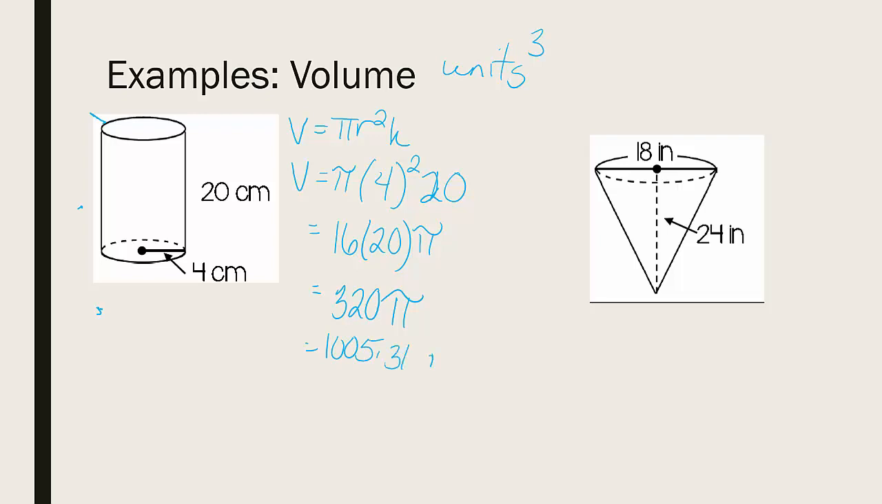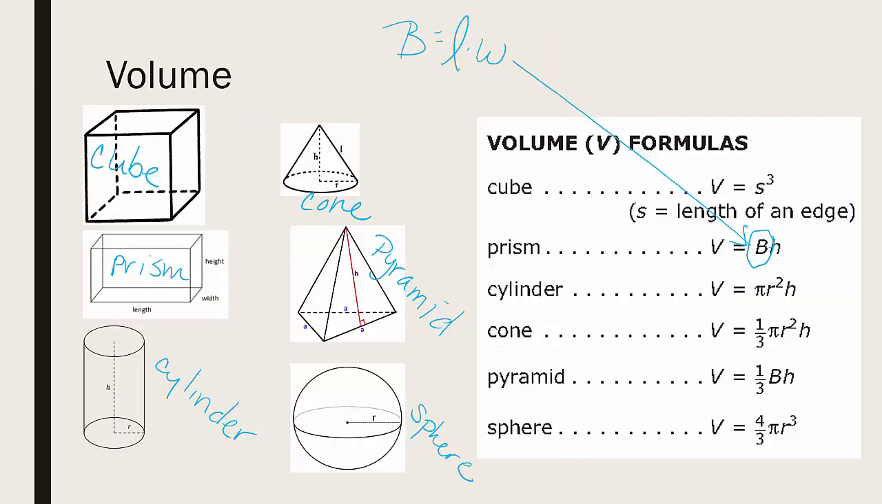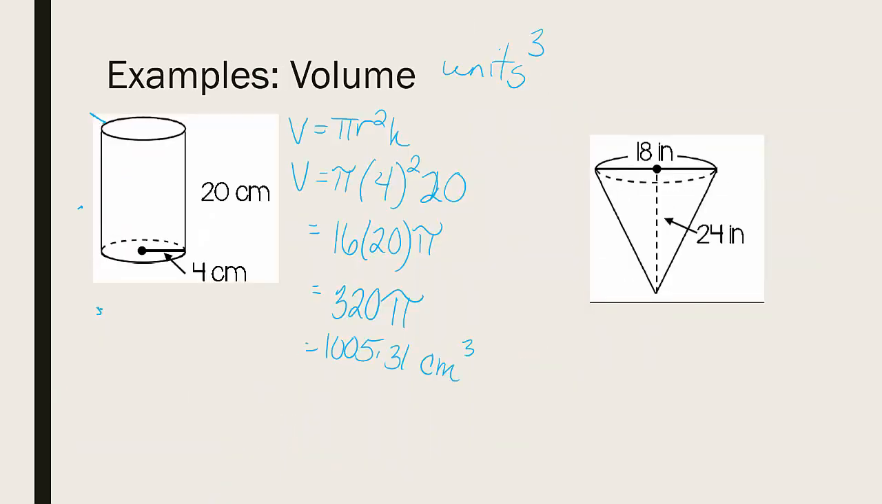1005.31 centimeters cubed. Okay, so now let's go back to the cone. The cone is 1/3 pi r squared, so volume equals 1/3 pi r squared h. So that equals, for this cone, 1/3 pi times, now we are given the diameter here, so that's 9, the radius is 9, times 24.